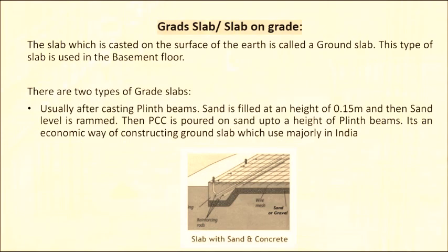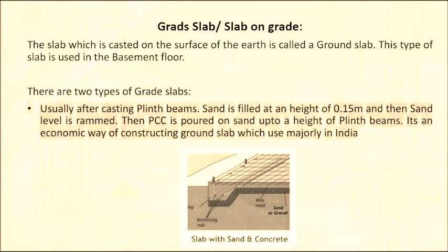Grade slab, or slab on grade. The slab which is cast on the surface of the earth is called a ground slab. This type of slab is used in the basement floor. There are two types of grade slabs.